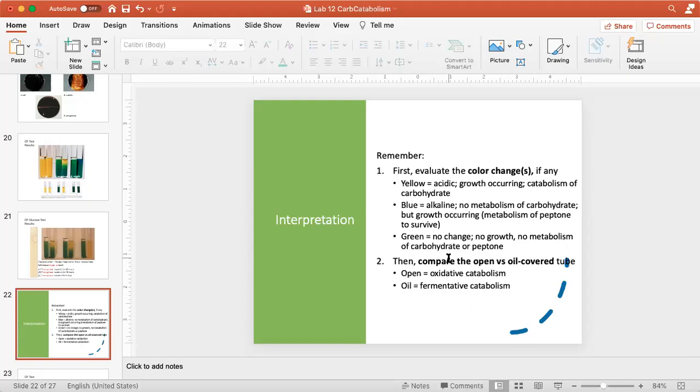Then compare the open air versus the oil covered. That's going to tell you the pathway. If it's yellow in the open air tube, it's catabolism of glucose by oxidative pathways, cellular respiration, aerobic cellular respiration. If the oil covered tube is yellow, that's catabolism of carbohydrate, catabolism of glucose through fermentation. Do the color, then do open versus oil covered.